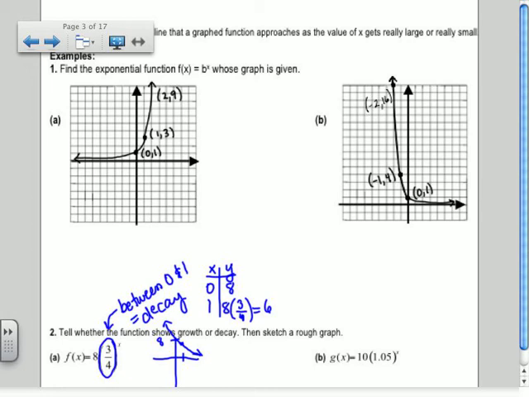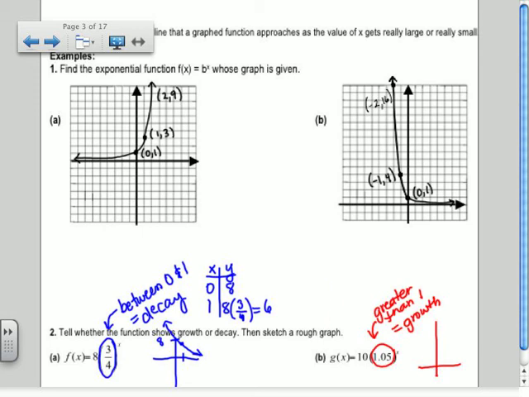Okay, so for this one, is this going to be growth or decay? Growth, because this number here, 1.05, is greater than 1. What was that? Yeah, this is a 6. Yep. This is 8, and then this one's 6. So the smaller one's 6.